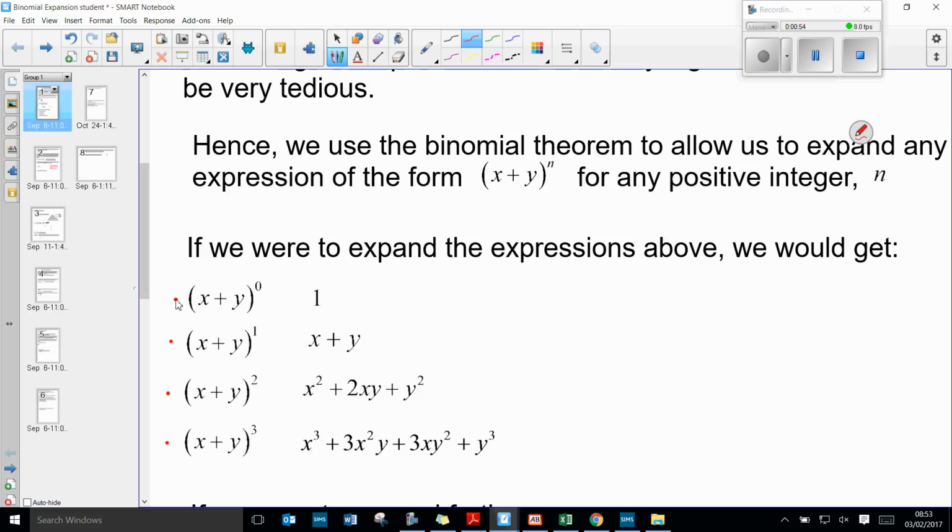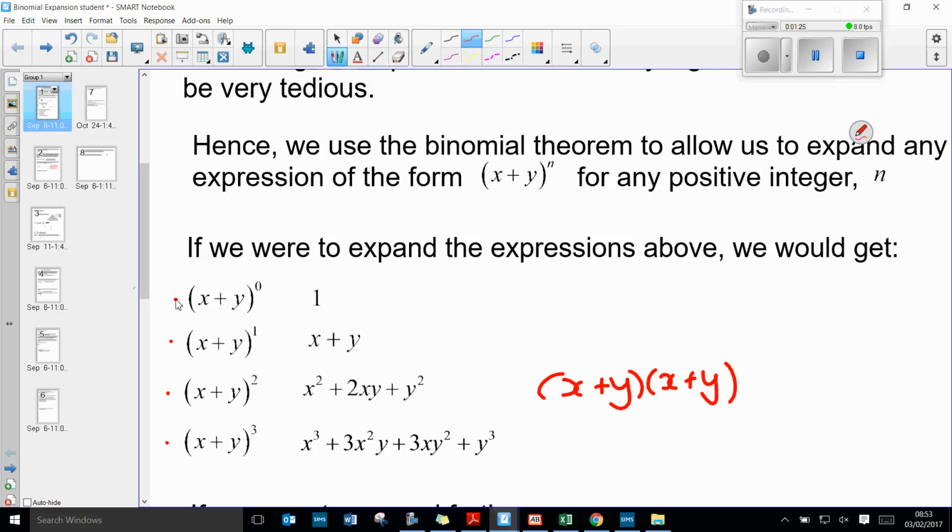And so I've actually done it for you. How did I get 1 if I raised something to the power 0? Lovely. Anything to the power 0 is 1. X plus y to the power 1 would obviously just be x plus y. X plus y squared. How could we find x plus y squared? Foil. So we'd write our two brackets and we would expand it. Okay? Using whichever method that you get. Once you simplify it, you'd end up with this.